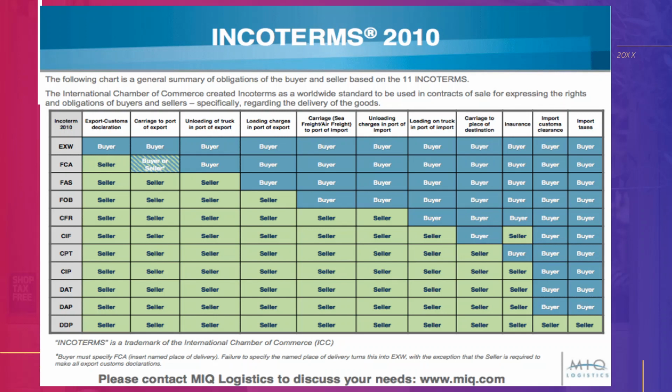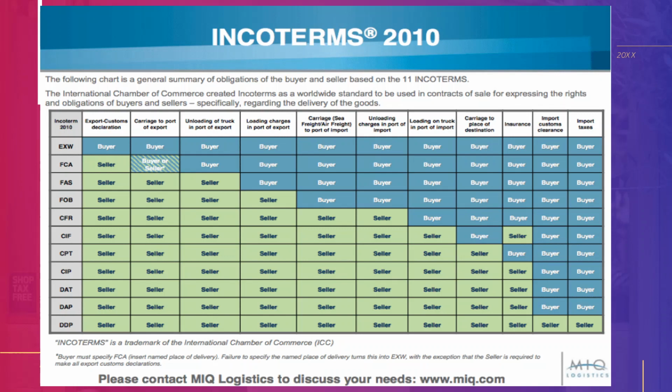Okay. Next is CIP. In CIP, the only difference is that carriage and insurance will also be paid by the seller. Only the import clearance and taxes have to be borne by the buyer. Okay.